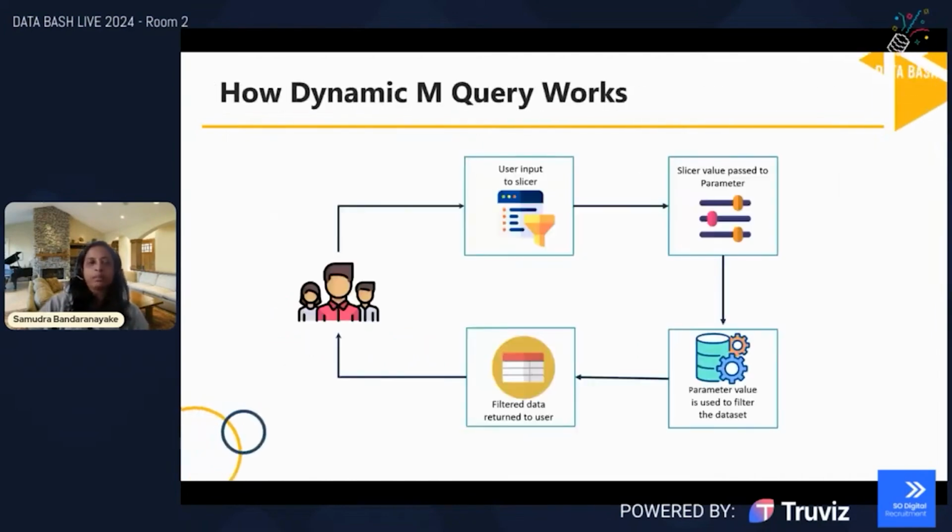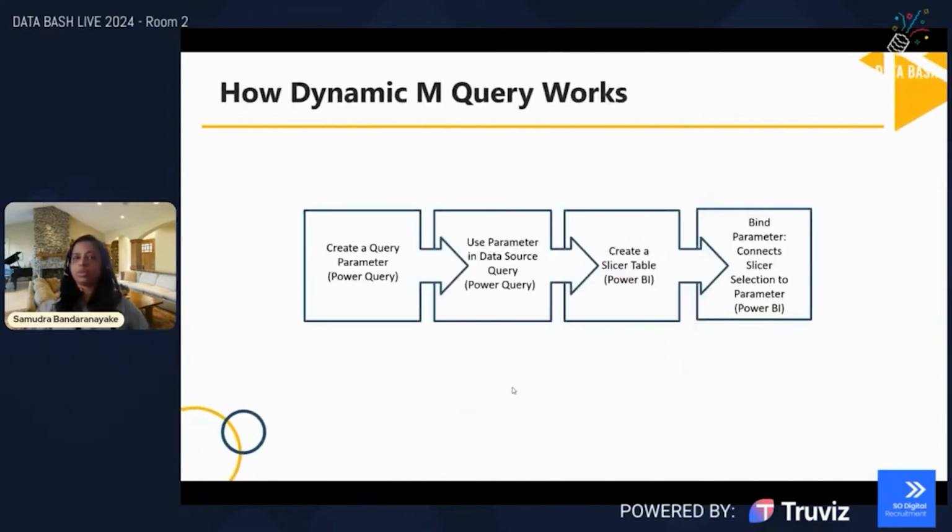So let me describe how this dynamic M-query works. First, we have the user, who can have filters and input whatever values. The user can select slicer values, those slicer values are set to the parameters, and based on the parameters we can pass the query to the database, and take the results into the report.